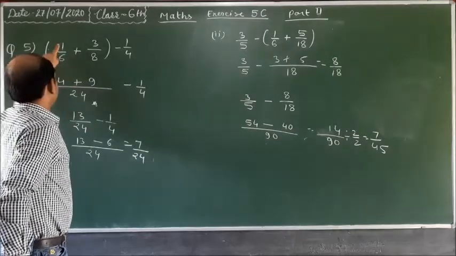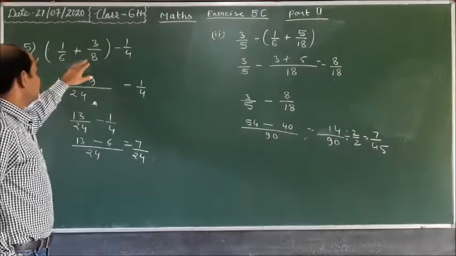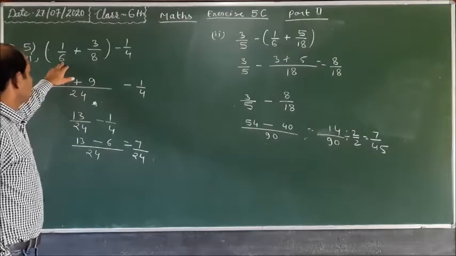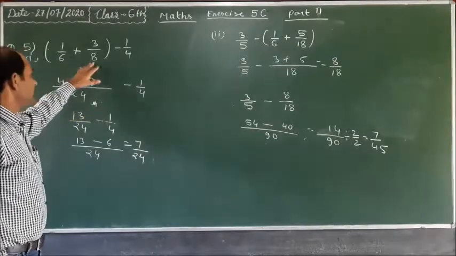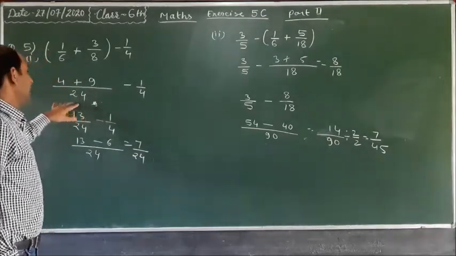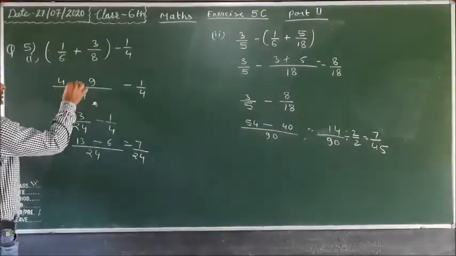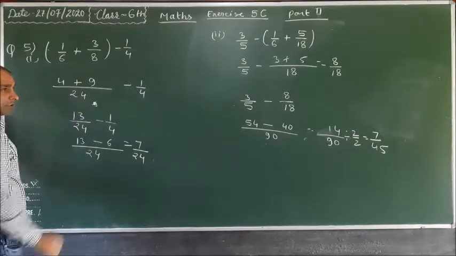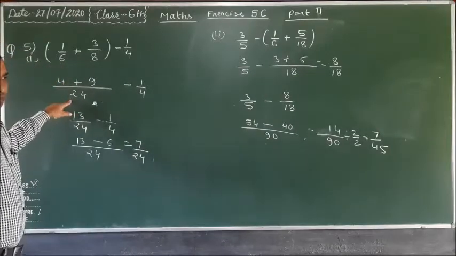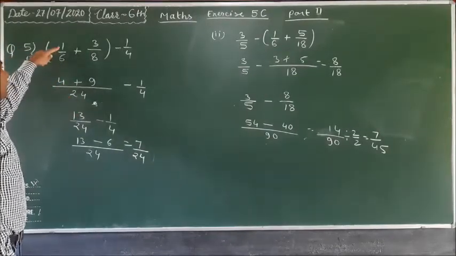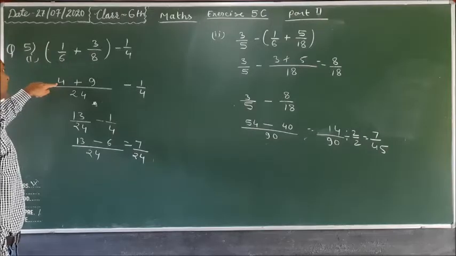How do we solve it? This is a fraction, so first we take the LCM of 6 and 8. The LCM of 6 and 8 is 24. Then we divide the LCM by the denominators. 6 times 4 is 24, so the quotient is 4. And 4 is multiplied by the numerator, so quotient multiplied by numerator equals 4.